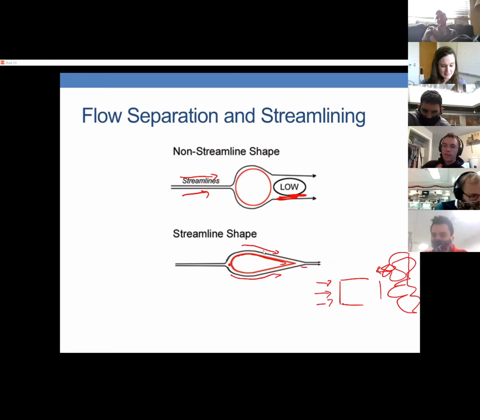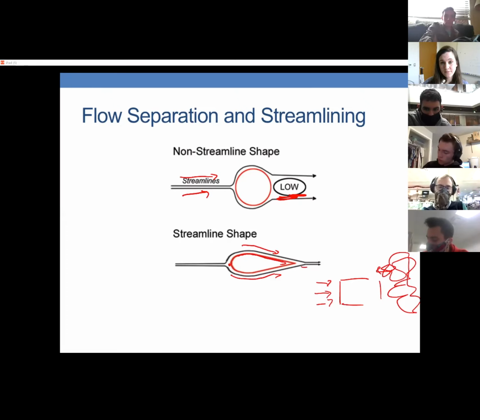So that leads us to our next polling question, which is: do you think it makes sense to streamline an object in very low Reynolds number flow?